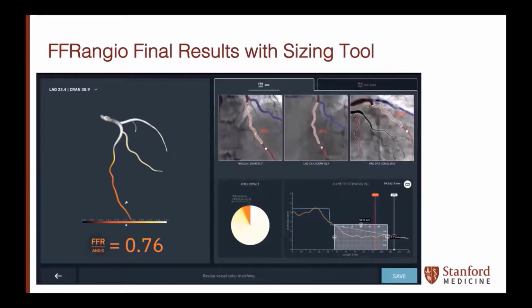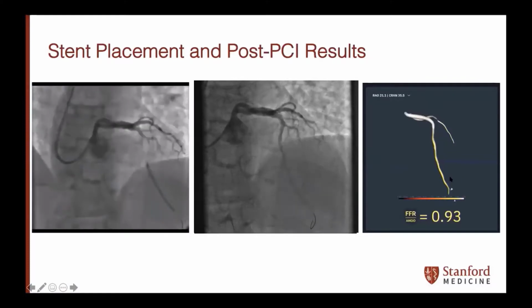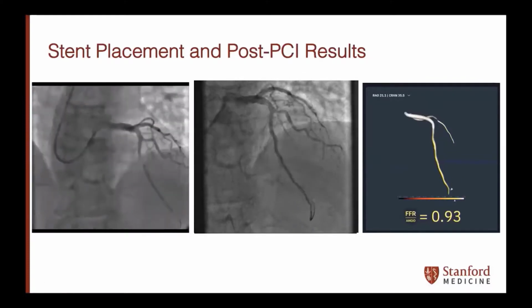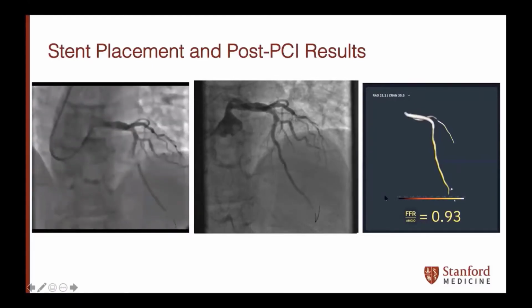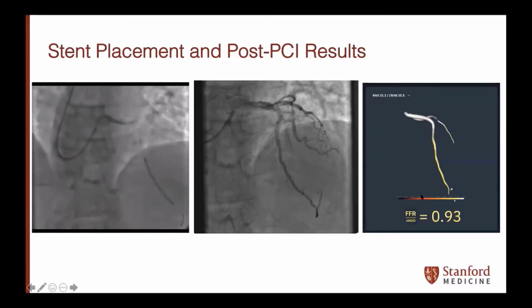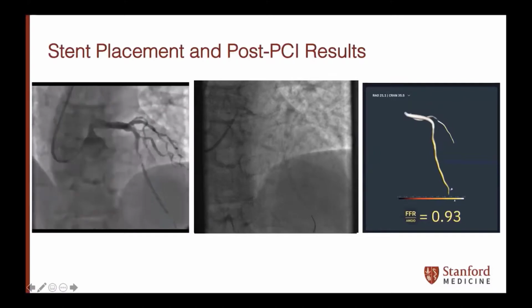The stent sizing tool was able to guide the length of stent that would be needed to cover the entirety of not just the lesion, but also where there was a change to normal physiology, so to try and go from normal to normal. And so a long stent was placed, and by doing the post-PCI angiography, we were able to see that the post-PCI FFR was 0.93.